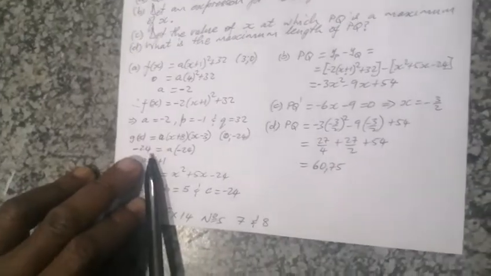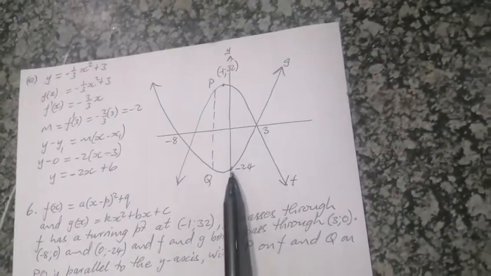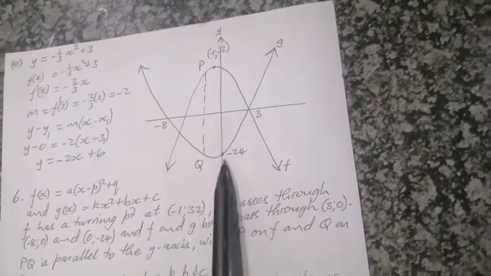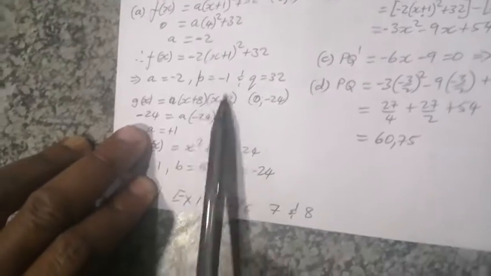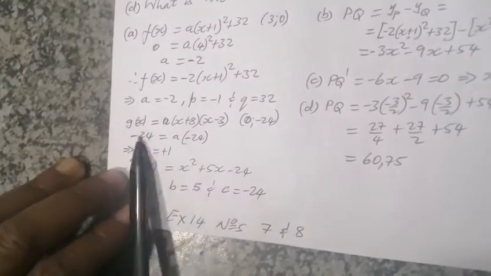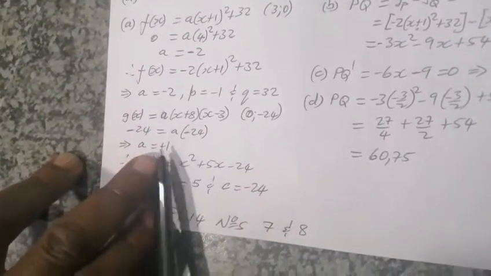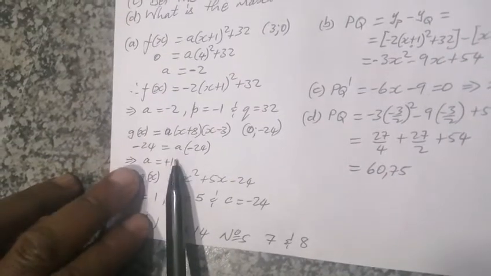Now, when we substitute a point, there is a point that is known on this graph, and this point is (0, −24). So minus 24 is equal to a times (0 + 8)(0 − 3), that's minus 24. When we divide, we get our A is equal to a positive 1. We now know our A.